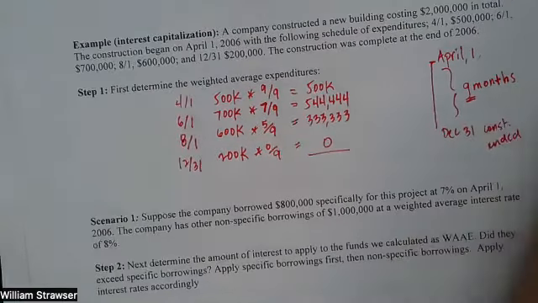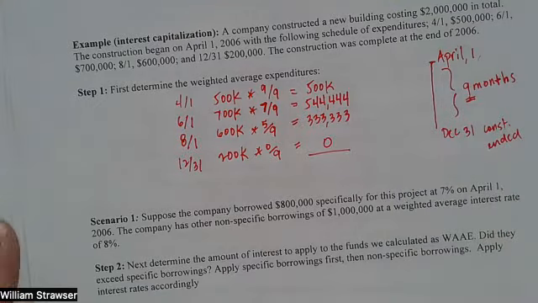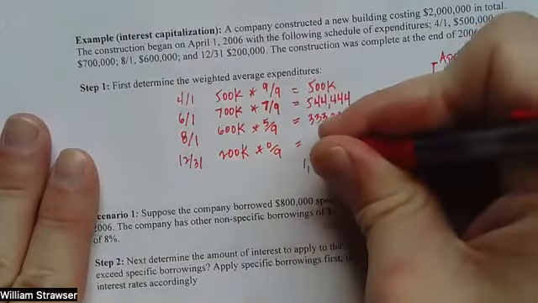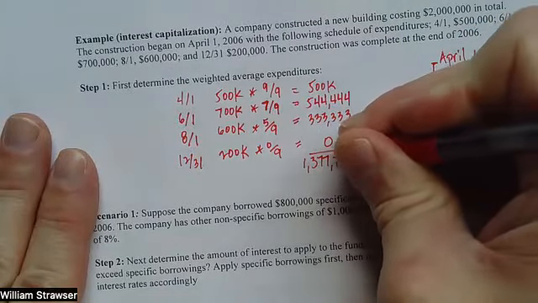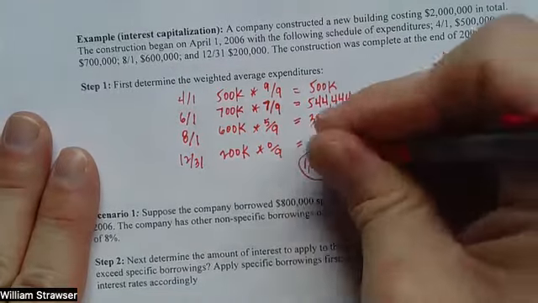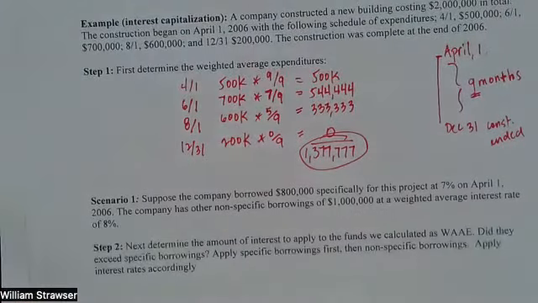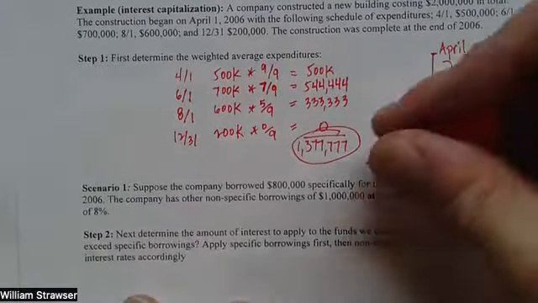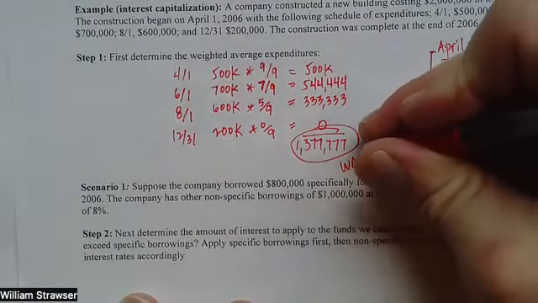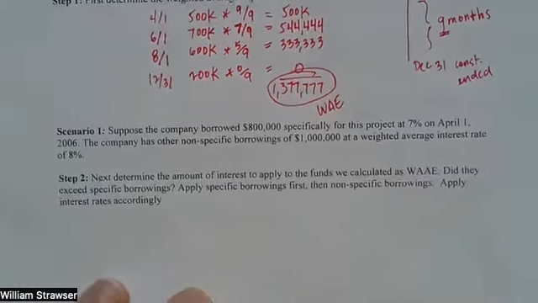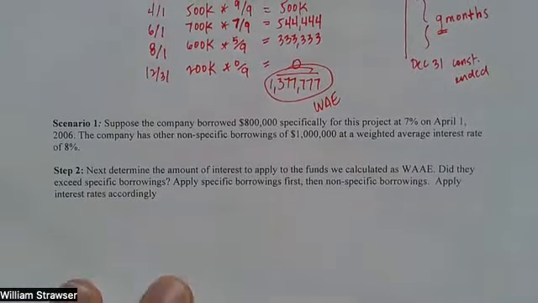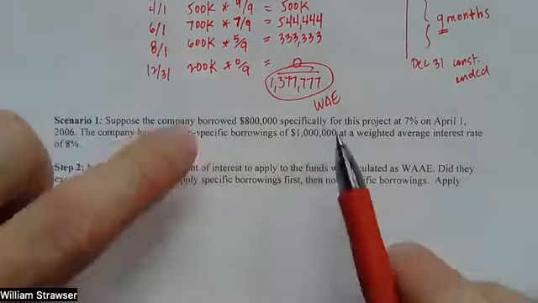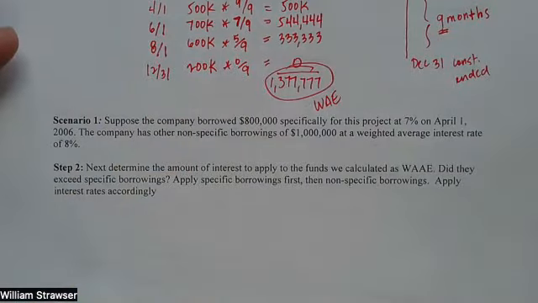So we got 500 plus 544.444 plus 333.333. That gives me 1,377,777. That is my WAE. Now, after we have that, these are the expenditures that qualify for interest capitalization. Now I take it and assign the interest that I want to.